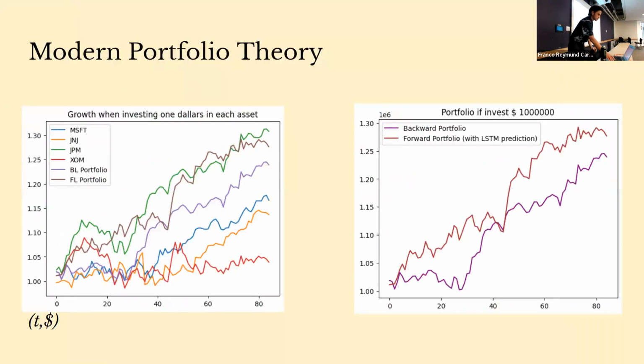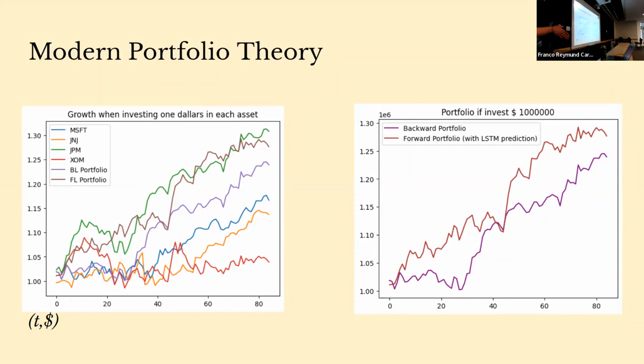Once we've gotten there, at the very end, this is again the growth when investing $1 in each asset. The purple is the backward-looking portfolio, but the red is our forward-looking portfolio. So this is all of the assets with the portfolio, and on the right is the comparison between the backward portfolio and the forward portfolio. What we see is, even with the few lines of code that we have in our Google Colab, if you look at the forward portfolio in the short-term horizon, like the first 40 days, the forward portfolio is outperforming the portfolio that was backward looking.